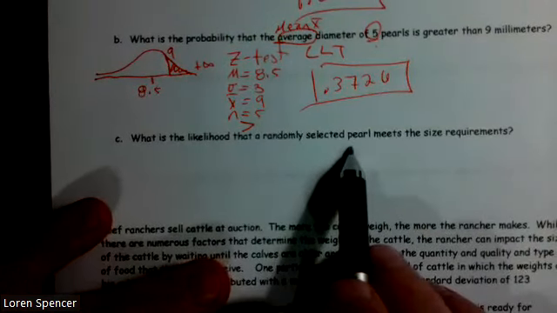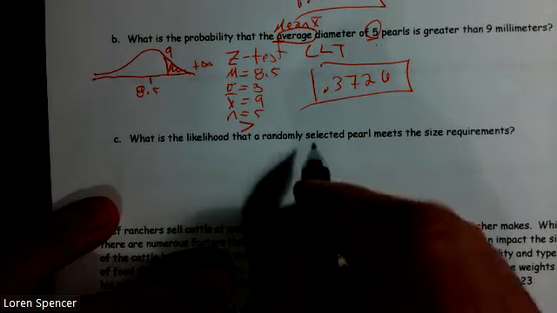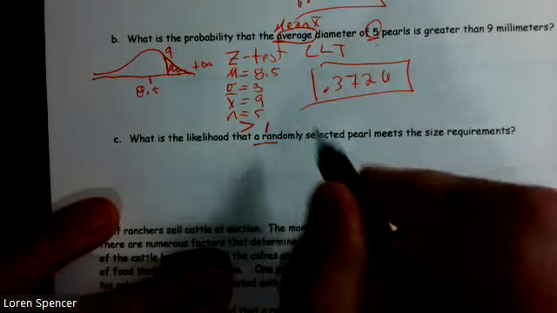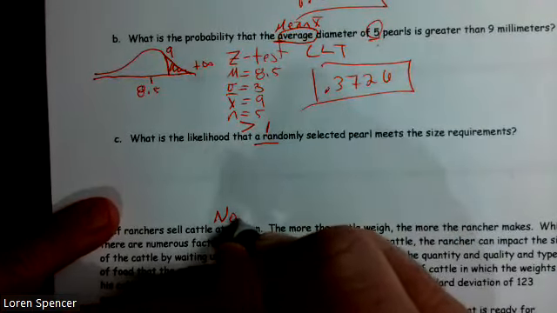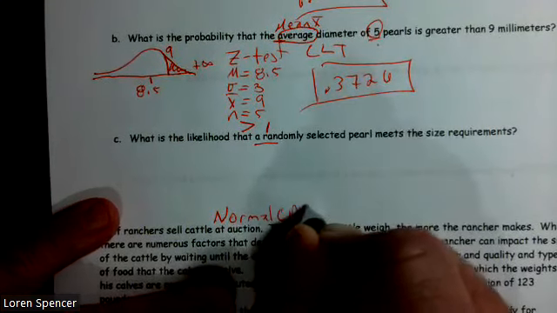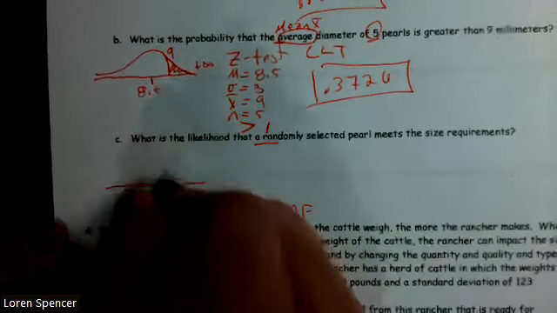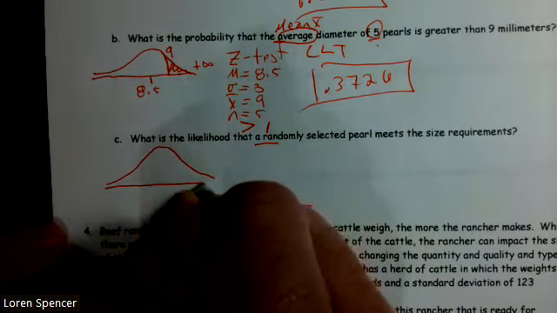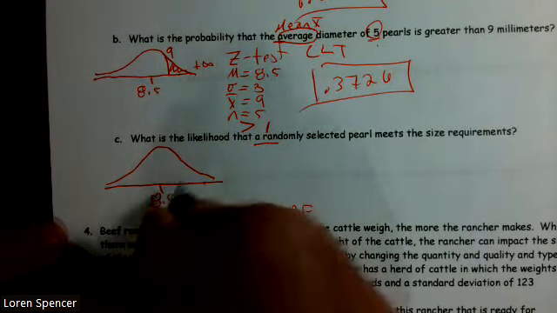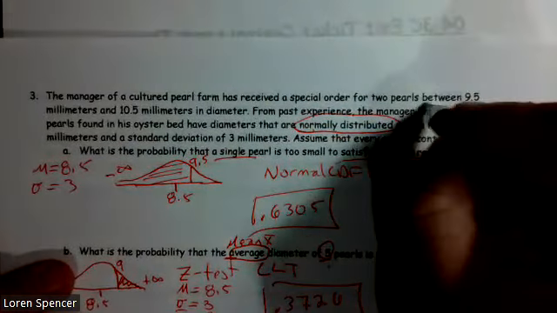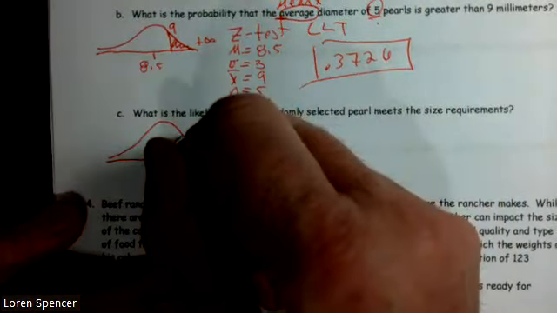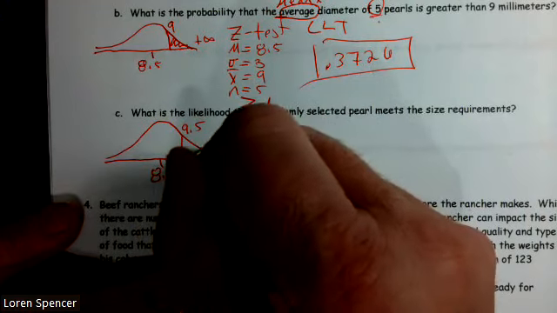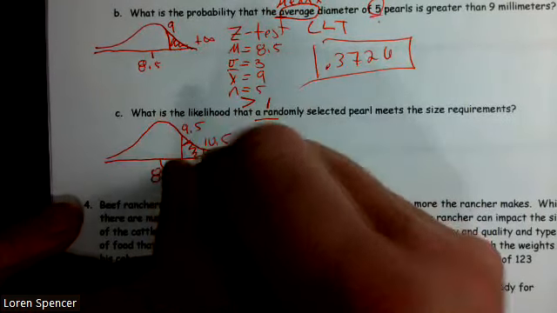What's the likelihood that a randomly selected pearl meets the size requirement? A randomly, so this is talking about one. We're not talking about the average. So this is going to be a normal CDF problem. We'll go ahead and draw the mean first. Well, then we need to satisfy the size requirement. What was the size requirement? They said between 9.5 and 10.5. So that's 9.5 here, 10.5 here, because both are greater.